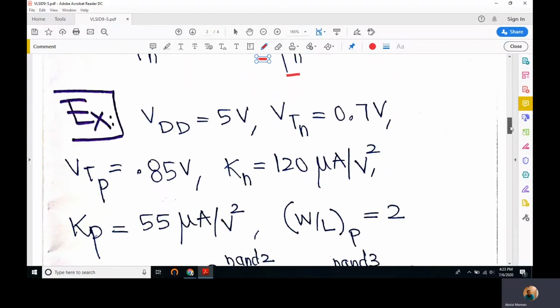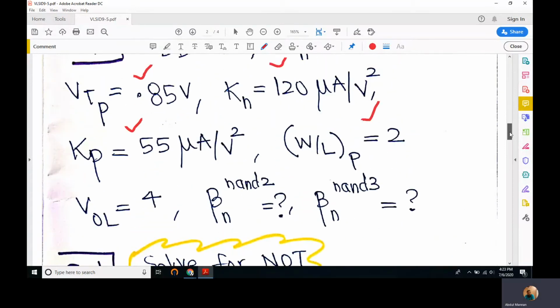Now we'll solve an example where we are given these parameters VDD, VTN, VTP, kappa n, kappa p, and the aspect ratio of P is given. So what is required? We want VOL equal to 4. We want the beta n of each transistor if we want to implement a NAND 2 using these settings, and beta n of each transistor if we want to implement a NAND 3, keeping VOL equal to 4 volts in both cases. So we want a NAND 2 having VOL equal to 4, and a NAND 3 that also has VOL equal to 4 volts.